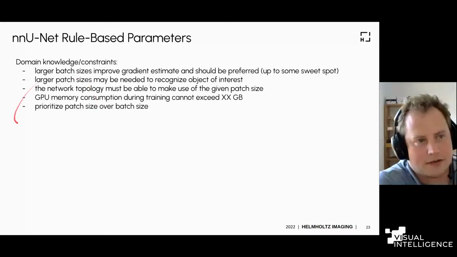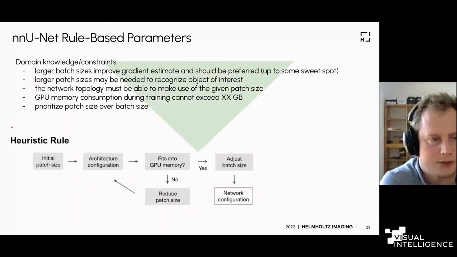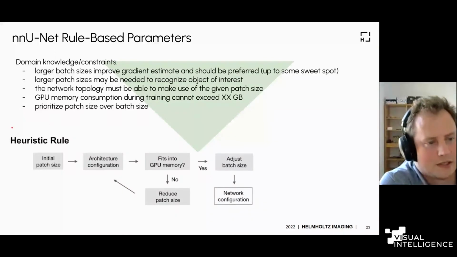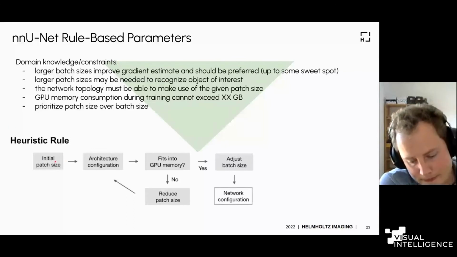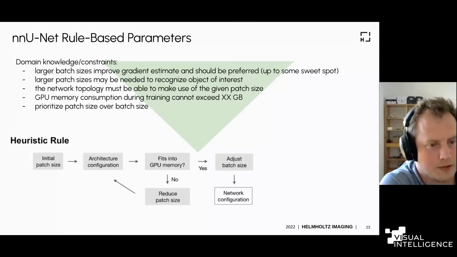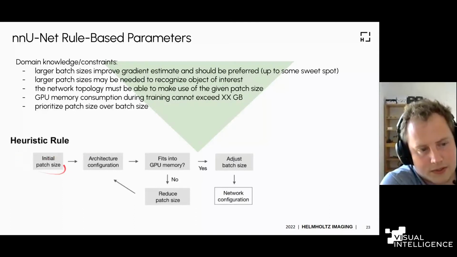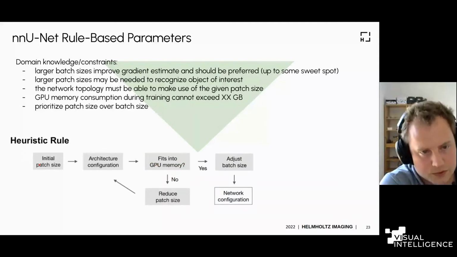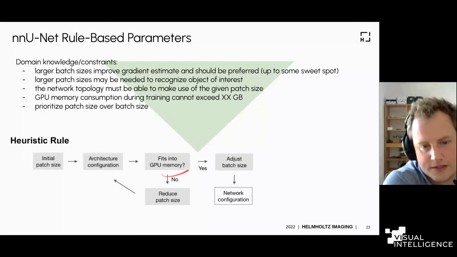So the way we condense this kind of domain knowledge and constraints into nnU-Net, and this is now the actual procedure that happens inside of nnU-Net, is that we start with some initial patch size, which is purposefully chosen to be way too large for the GPU to handle. So essentially, we start with the entire image size here. We run this network topology configuration. We ask whether this network topology configuration with this patch size and at least a batch size of 2, which is another constraint that we have, fits into GPU memory. If that's the case, then everything is fine.